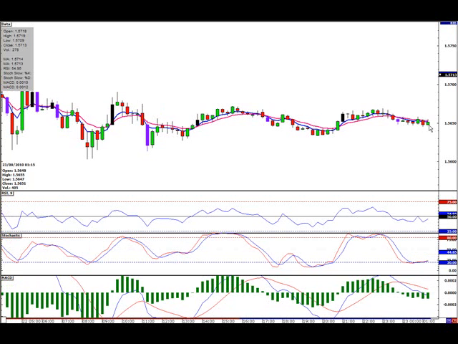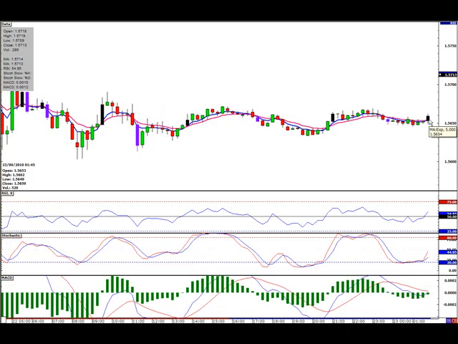Alright, so we're looking for long trades, so I want to see a crossover to the upside, and here I see one at 145.